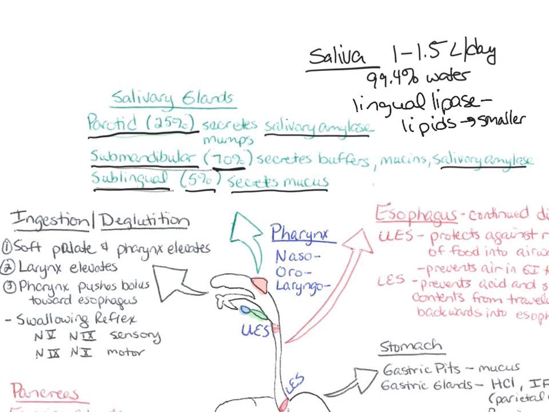Okay, so we have lingual lipase that's added to the saliva. It's just not produced by one of the glands. So carbohydrate and lipid digestion actually begins in the mouth. Another thing that you should know about the salivary secretions is that it can be reduced by certain things you might see in your patients.